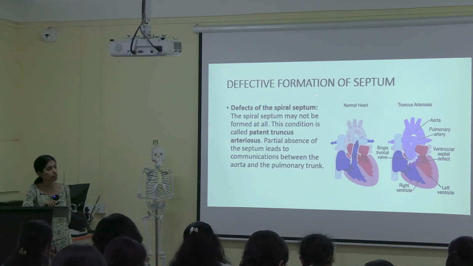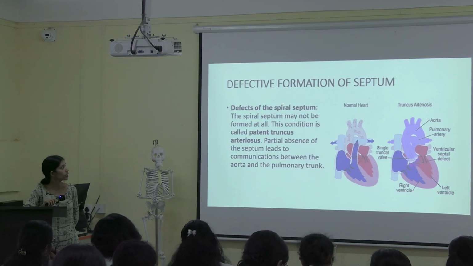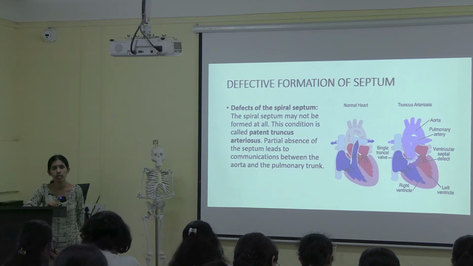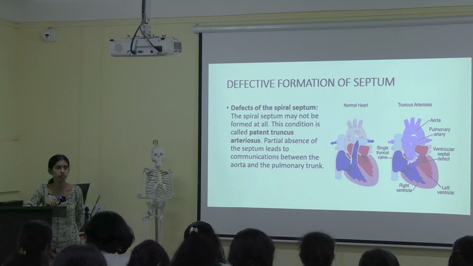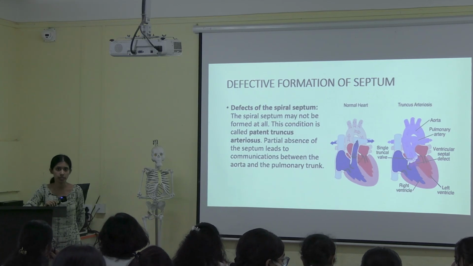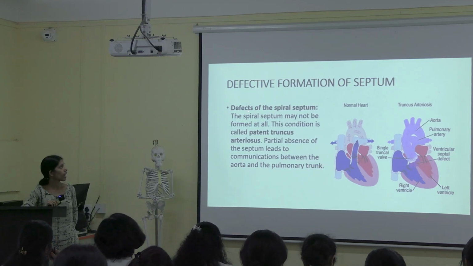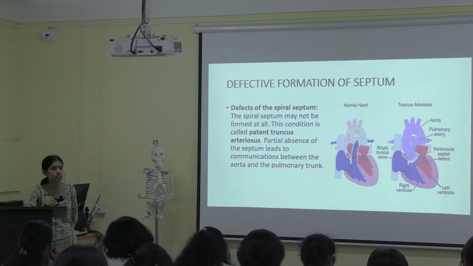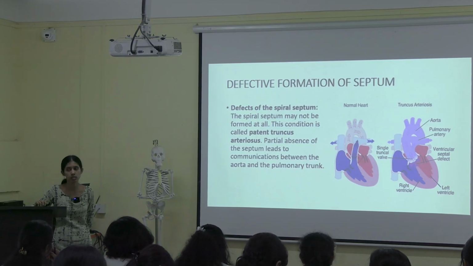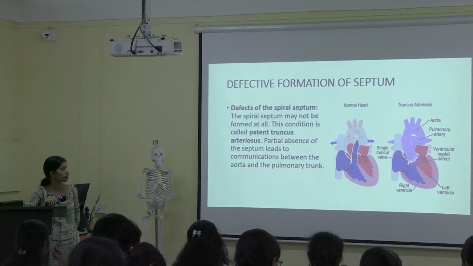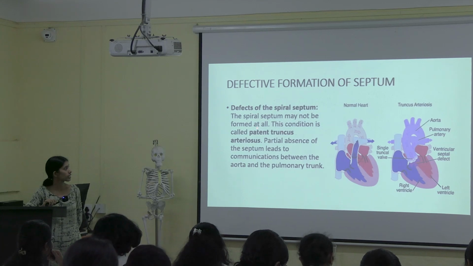Based on the formation of your septum also we have a few defects or abnormalities. Here I have mentioned only one abnormality. Please refer to your textbook. There are 3 to 4 other abnormalities also. Whichever is important, I am discussing right now. Okay. We have the defect of the spiral septum. So what is spiral septum? Where can we see the spiral septum? Okay. The spiral septum may not be formed at all. This condition is called patent truncus arteriosus.